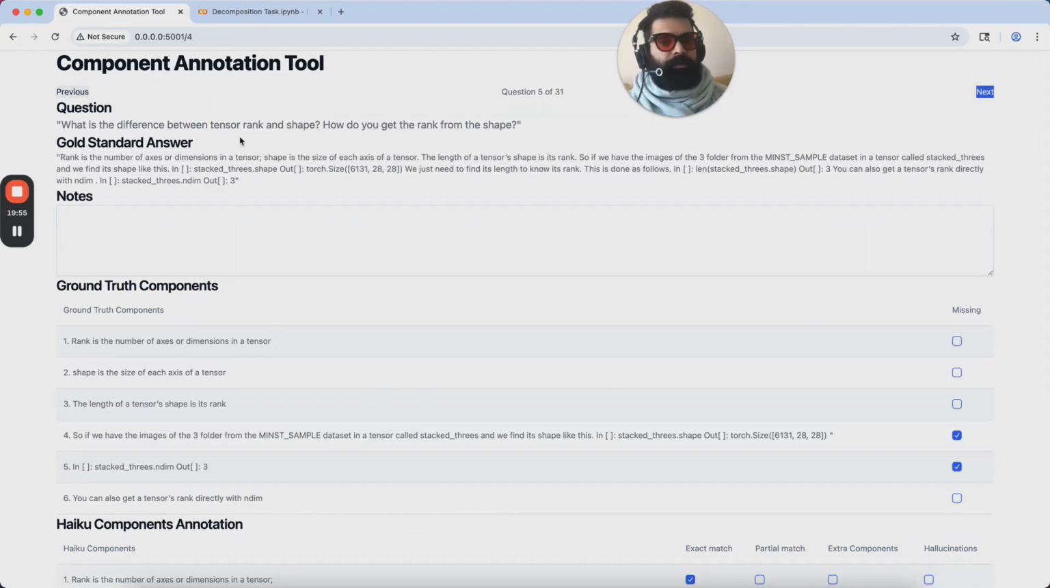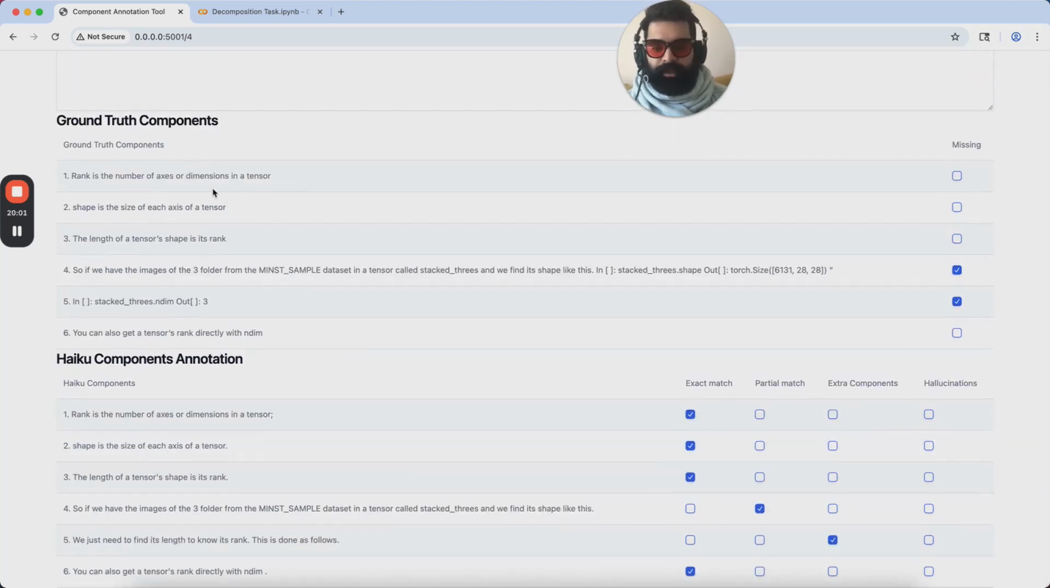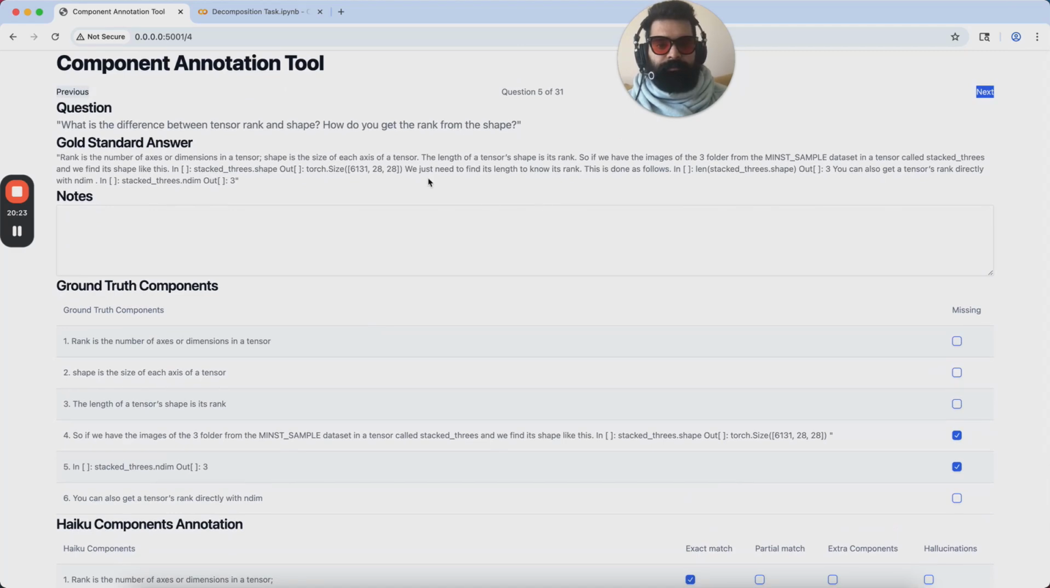What is the difference between tensor rank and shape? How do you get the rank from the shape? Here we have 6 to 6. However, 2 of them are missing, so there's 4 exact matches. There is a partial match, and there is an extra component. We just need to find its length to know its rank. This is done as follows, and I don't have that in my ground truth components.